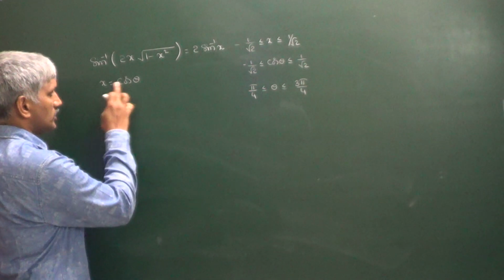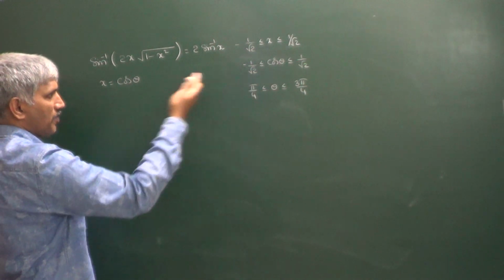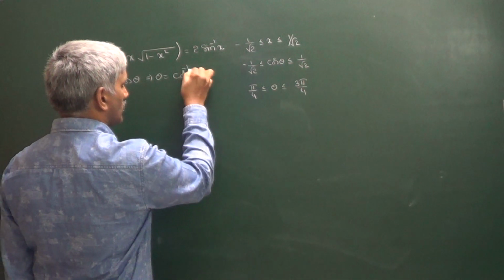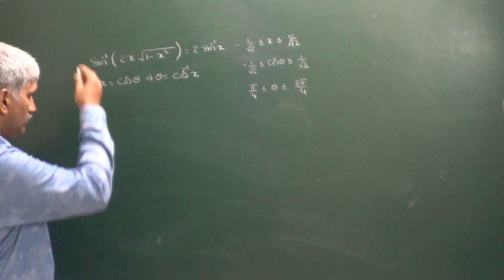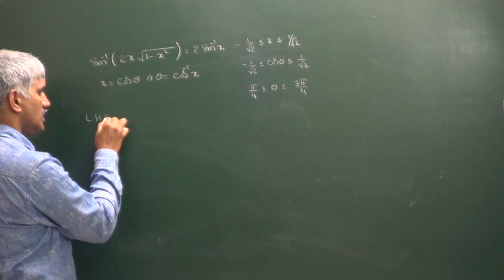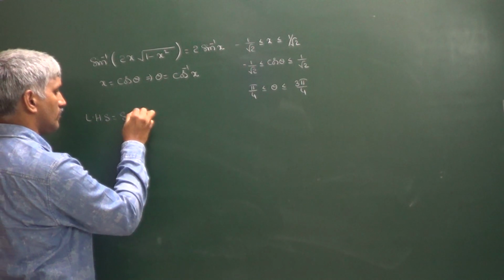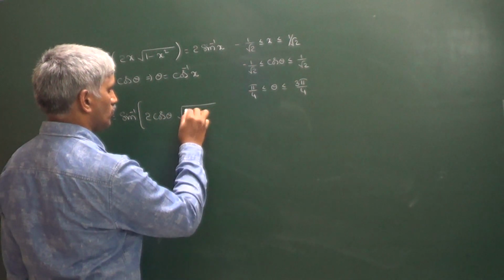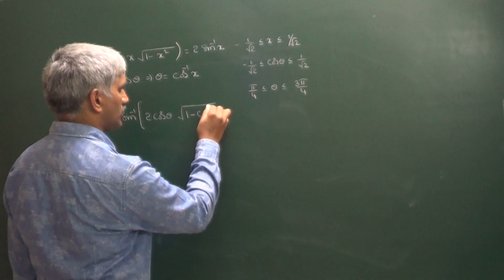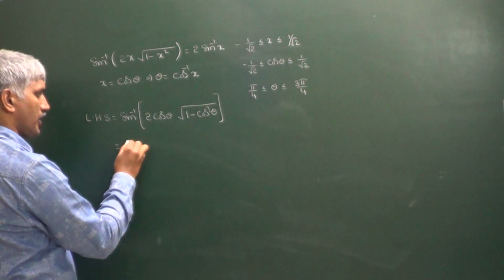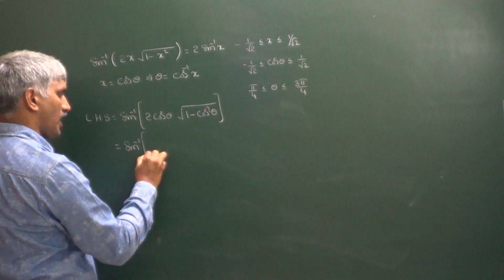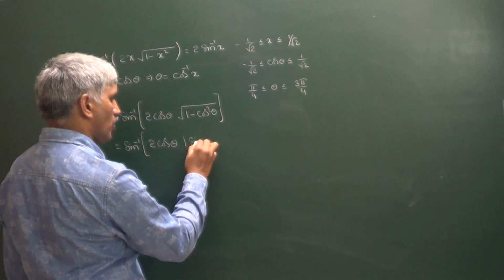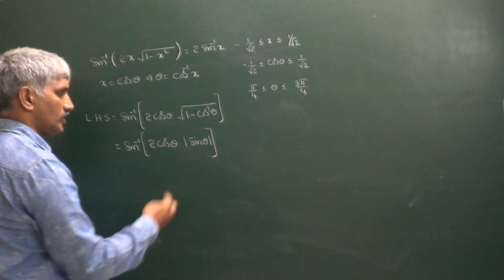Okay, now x is equal to cos theta. Theta is there in the principal branch of cos. That's why we can write theta is equals to cos inverse x. Now substitute there. Left hand side is equal to sine inverse of 2 times, in place of x we are taking cos theta into root of 1 minus cos square theta. Yes, the same story here also. Sine inverse of 2 times cos theta root of 1 minus cos square theta can be written as modulus of sine theta.